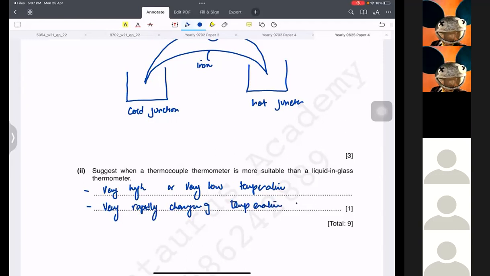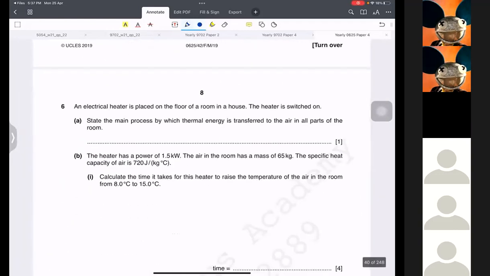All right, now an electric heater is placed on the floor of a house. The heater is switched on. State the main process of thermal energy transfer. It has to be convection, because the heater will heat the cold air down there. It will become less dense. It will go up.